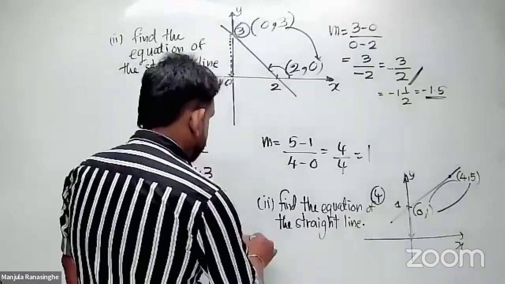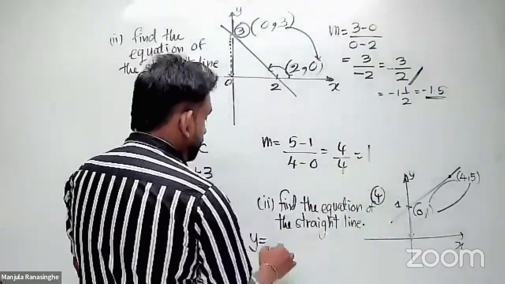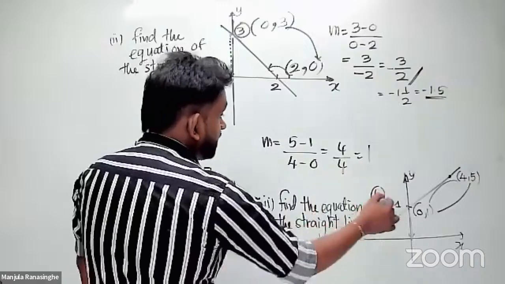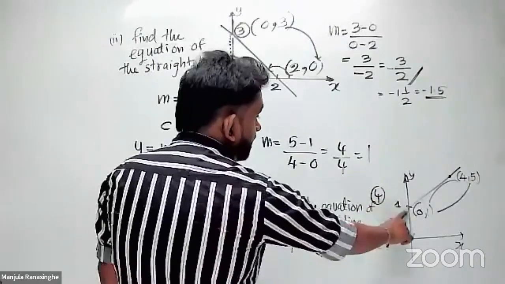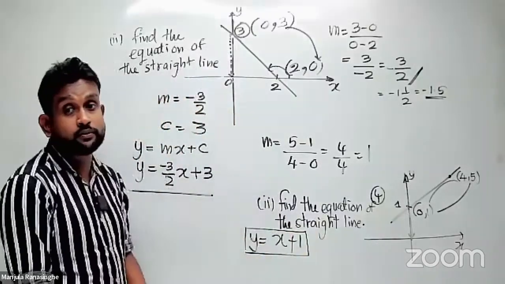so y equals mx plus c. What is the m there? M equals 1, so 1x plus c. C is 1 there. C is 1. So y equals x plus 1.